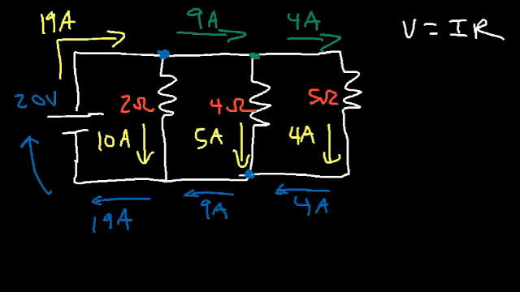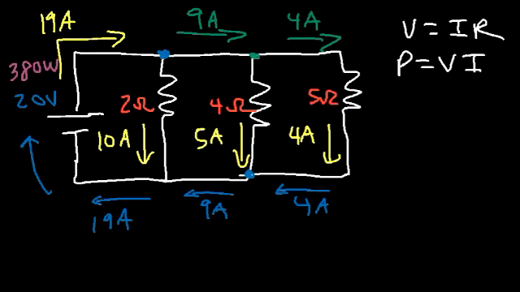Now that we have all the currents in a circuit, what about the power delivered by the battery and the power absorbed by each resistor? Go ahead and find the answer for that. So P is equal to VI. For the battery, it has a voltage of 20 volts and it delivers 19 amps of current. So the power delivered by the battery is 380 watts.